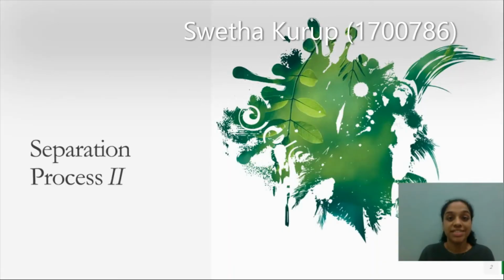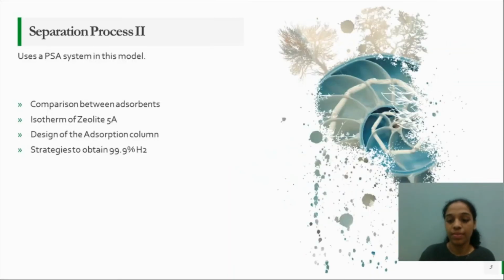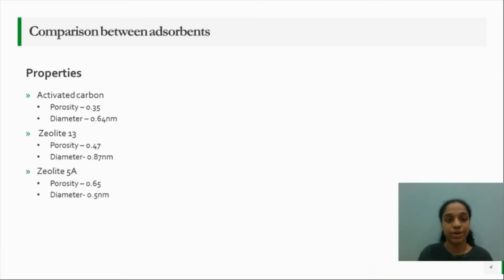Now moving on to the separation process 2 part. For this part, we are using a PSA system in this particular model. We've also divided this part into 4 separate parts, which are the comparison between the adsorbents, isotherm of the chosen adsorbent, design of the adsorption column, as well as strategies to obtain 99.9% hydrogen. Now let's start off with the first part, which is the comparison between adsorbents.